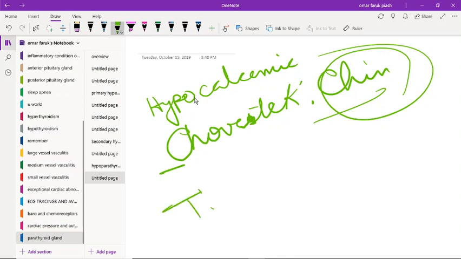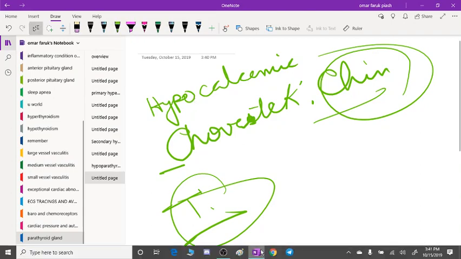And Trousseau sign may be elicited by inflating a blood pressure cuff, and you have to raise the pressure to more than 20 or 30 above systolic. At that time a spasm or tetany occurs. Labs reveal decreased PTH and decreased calcium in hypoparathyroidism. And that's all for today.